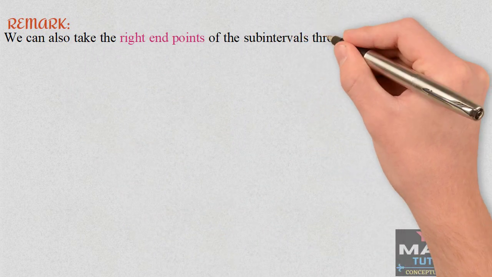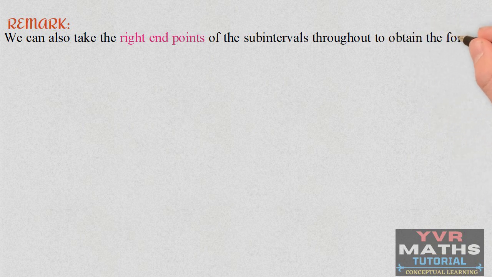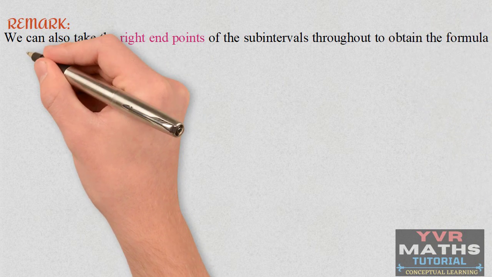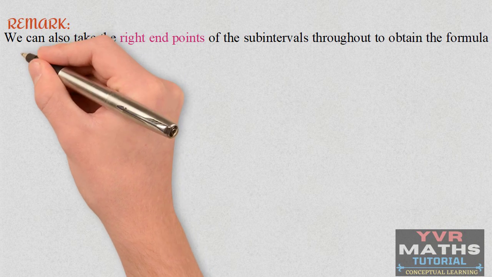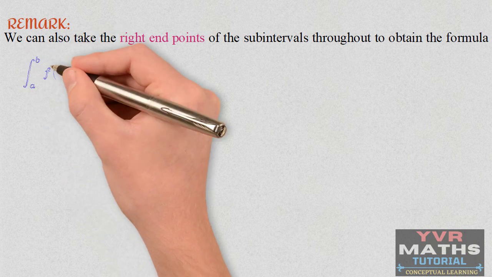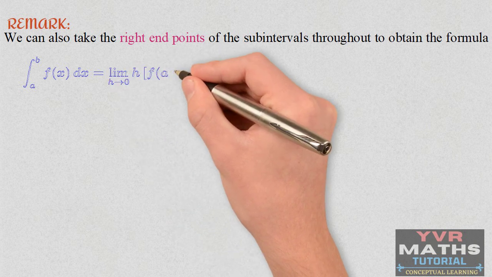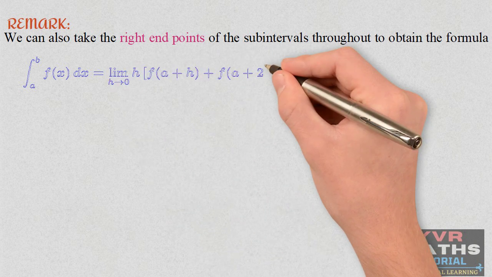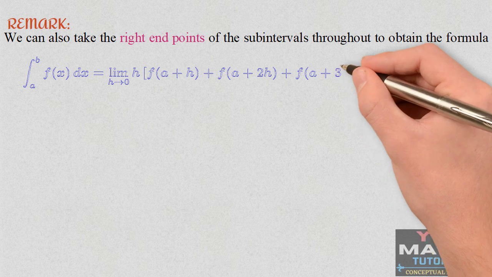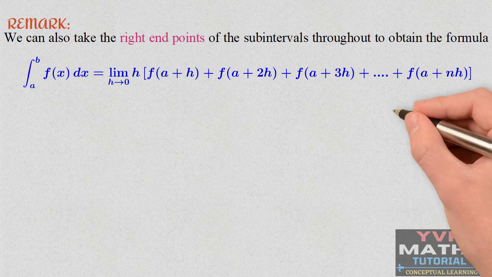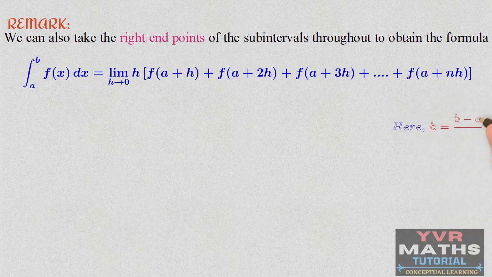See here, if you take the right end of the subinterval, then you will get one formula. See the formula: integral a to b f of x dx is equal to limit h tends to 0 h into [f of a plus h plus f of a plus 2h plus f of a plus 3h plus and so on up to f of a plus nh]. Here also the h value is (b minus a) by n only.